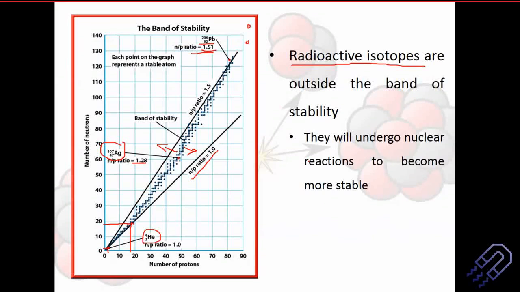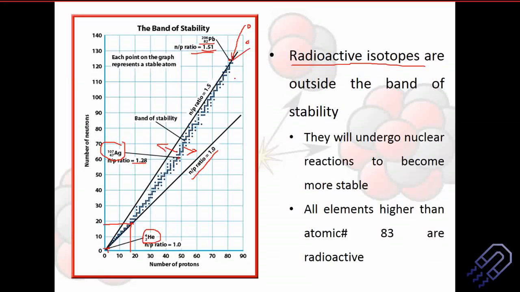So this is outside the band of stability, and what happens is they will undergo nuclear reactions to become more stable. Now, is the reaction man-made or natural? It depends on how unstable it is. Most of the time it will continuously emit alpha rays, gamma rays, beta rays, and then try to come to a stable state. That means if it's here, it tries to approach this part. So this is what is graphically more important.